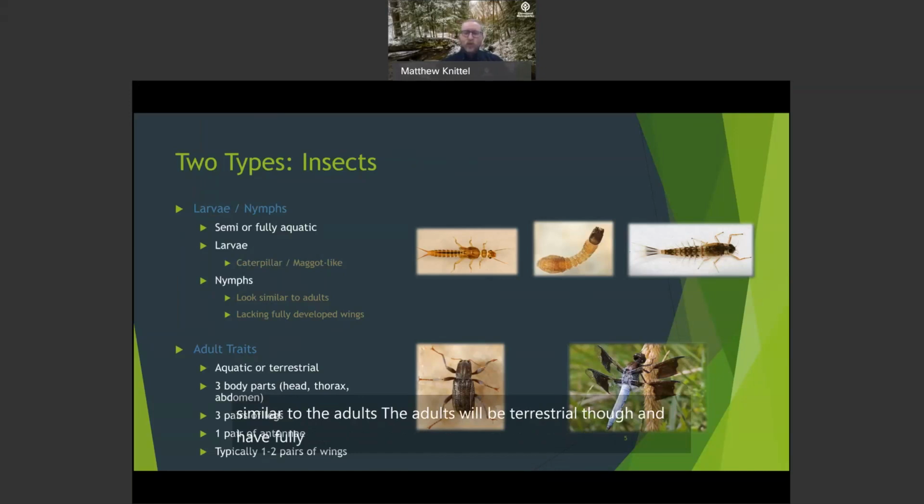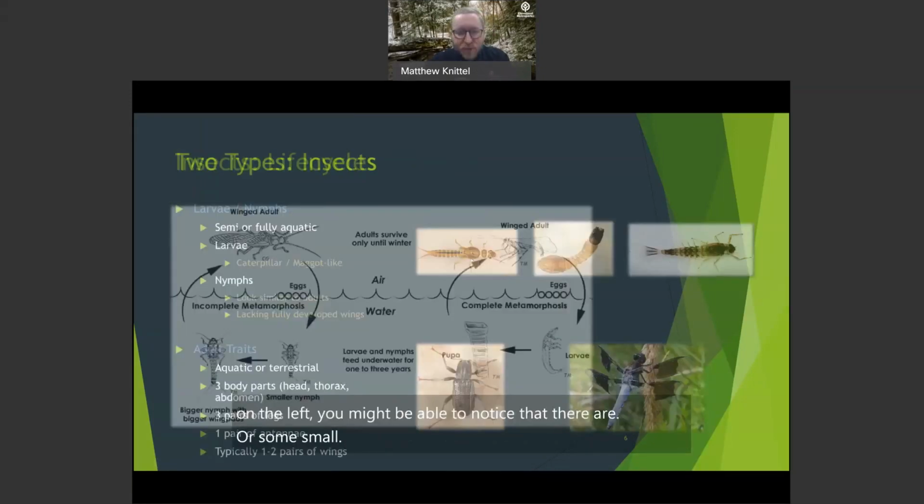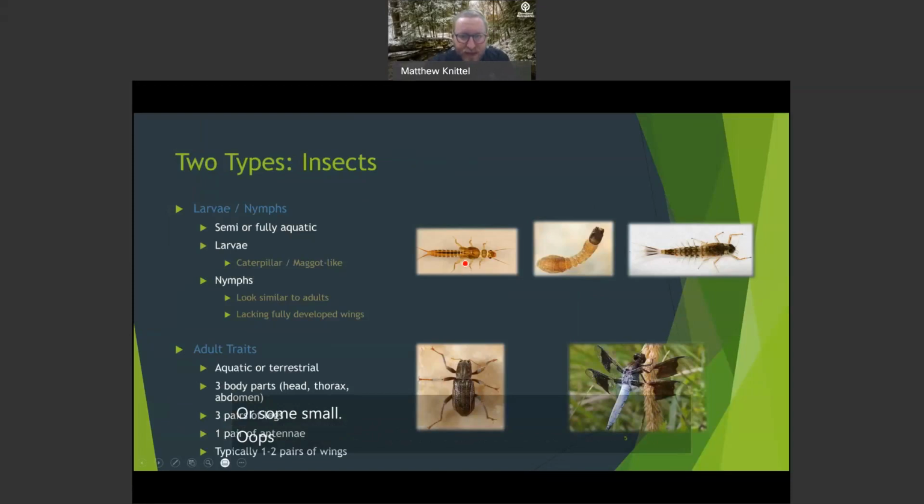We can see that the wings are not present, or at least fully developed wings are not present on these nymphs. But if you look at the stonefly, the one on the left, you might be able to notice that there are some small wing pads right there that you can see. So those wings are developing, and as that nymph grows, they'll continue to develop, and that nymph will eventually emerge out of the water, shed its skin one final time, and become terrestrial with those fully developed wings.